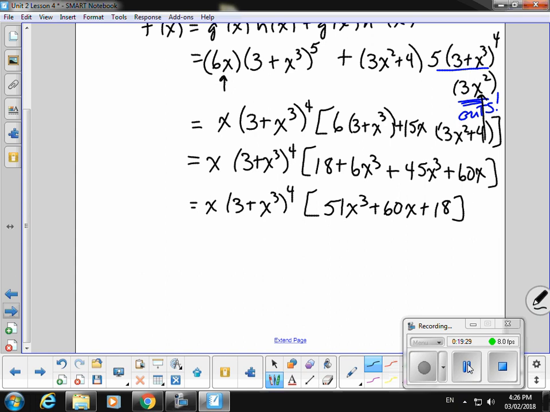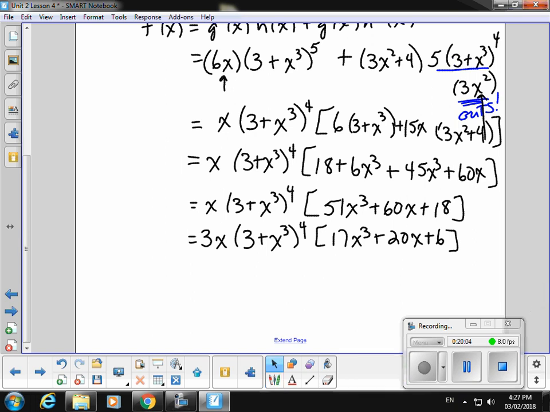Best answer. Not best answer. I did not notice that there is a factor of 3 in that square bracket, so I missed it earlier on. But that's okay. I can take it out now. So I've got a factor of 3 in the square bracket, so I'm going to take it out. I have 17x cubed plus 20x plus 6. Okay, so learned 2 new rules and reminded you about factoring. It's a good day. Last one for today.